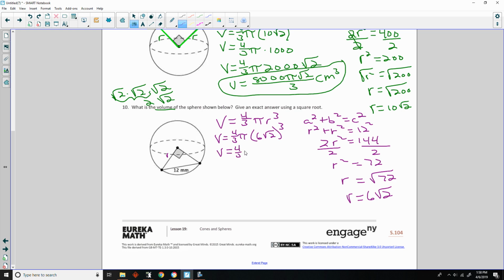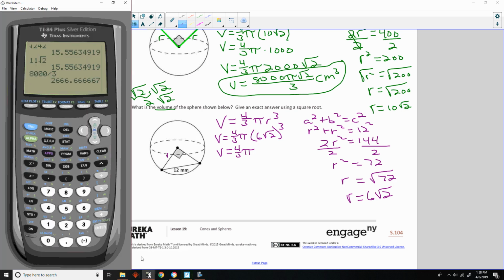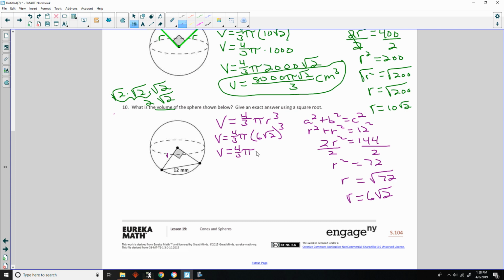Simplifying that, we get 6 cubed is 6 times 6, which is 36 times 6. So I'll just use my calculator for speed. 6 to the 3rd power is 216. Square root of 2 cubed is, right here, 2 square root 2. Okay, so now I just multiply all of this, and the volume would be 4 over 3 pi, and 216 times 2 is 432 square root 2.